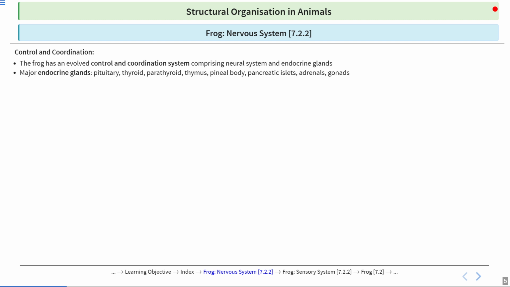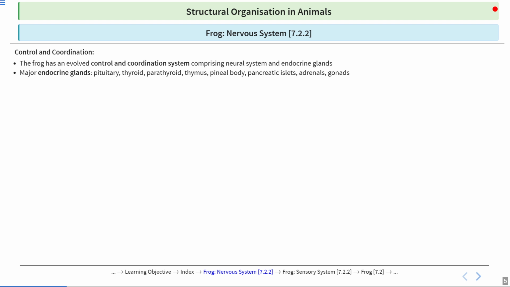Major endocrine glands. So let us see what are the different endocrine glands in the frog. Major endocrine glands are the pituitary gland, that is present in the brain part. Thyroid gland, present in the neck region. Parathyroid is also in the same region. Thymus gland, pineal body, pancreatic islets, adrenal gland and gonads.